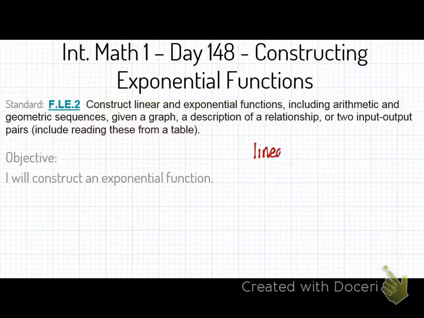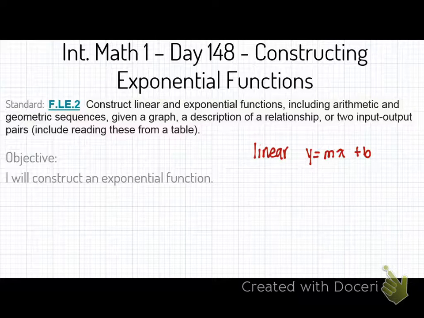Okay, so linear is y equals mx plus b. What do m and b stand for, everyone? Slope and y-intercept. Good. Remember that? So it affects where it is on the line. So can we all graph that with slope and y-intercept?